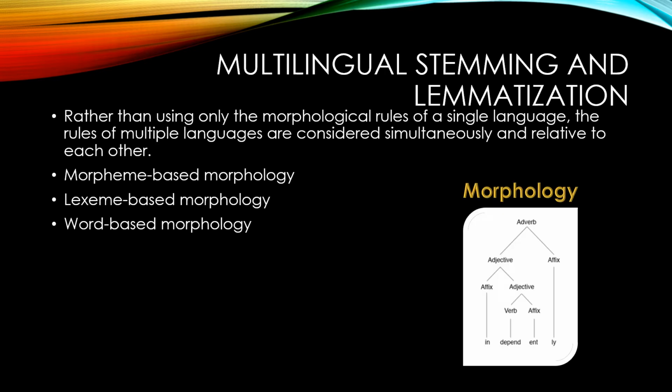Another challenge that becomes exceptionally complex when dealing with the multilingual model is the stemming and lemmatization of a document. In a multilingual model, rather than using only the morphological rules of a single language, the rules of multiple languages are considered simultaneously and relative to each other. Where in stemming, you usually take a crude approach of chopping off the ends of words, in lemmatization, you do things properly, usually with a morphological analysis using one of the 3 morphological approaches of morpheme-based morphology, lexeme-based morphology, or word-based morphology. Also, when it comes to multilingual models, lemmatization usually requires a neural network for learning, which we will get into later.